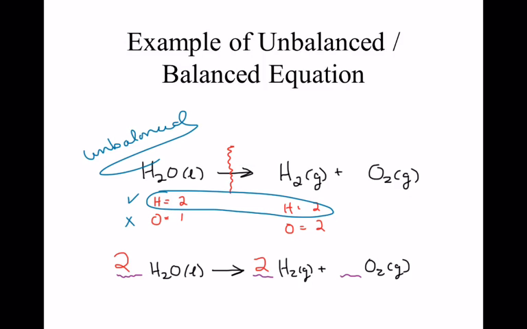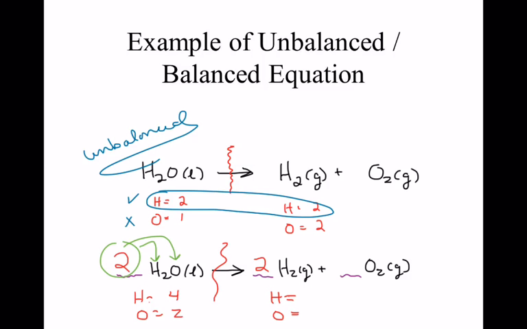And now, if we go ahead and assess the situation, hydrogens and oxygens on either side. Do you see this 2? It applies to the hydrogens and the oxygens. So if I have 2 H2s, that means I have what? 4 hydrogens there. I have 2 oxygens there.